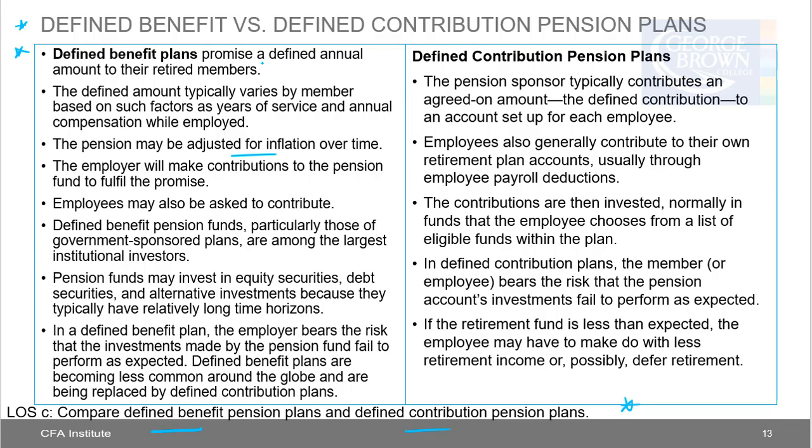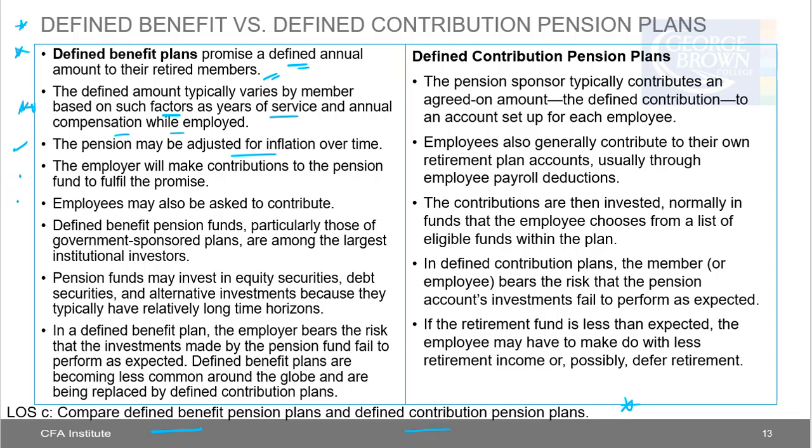Defined benefit plans promise a defined annual amount to their retired members. So that amount is basically guaranteed. The defined amount is guaranteed, but it typically varies by member based on factors such as years of service and annual compensation when employed. There's sometimes a formula: how many years you've worked there, and then taking an average of your five best last years and coming up with some percentage that's going to be paid out, okay? And again, the third point we already mentioned, the pension may be adjusted for inflation over time.